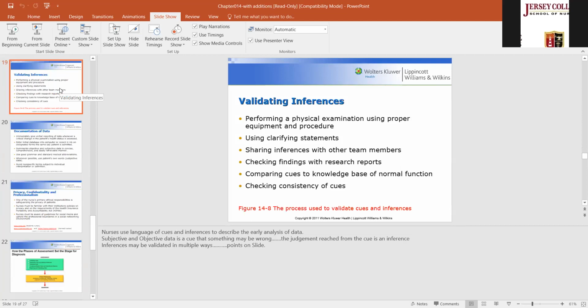Inferences. We use what we call language of cues and inferences to describe an early analysis of data. So subjective and objective data is a cue that something may be wrong, and then we make a judgment from that cue called an inference. So let's say I walk in and I see my patient having shortness of breath, and I see that their legs and feet are all edematous. I might make a judgment call that they're going into congestive heart failure, or that they already have it and it's getting worse. All right, and that's what it really is. I look at the cues and I make an inference or a judgment from those cues.